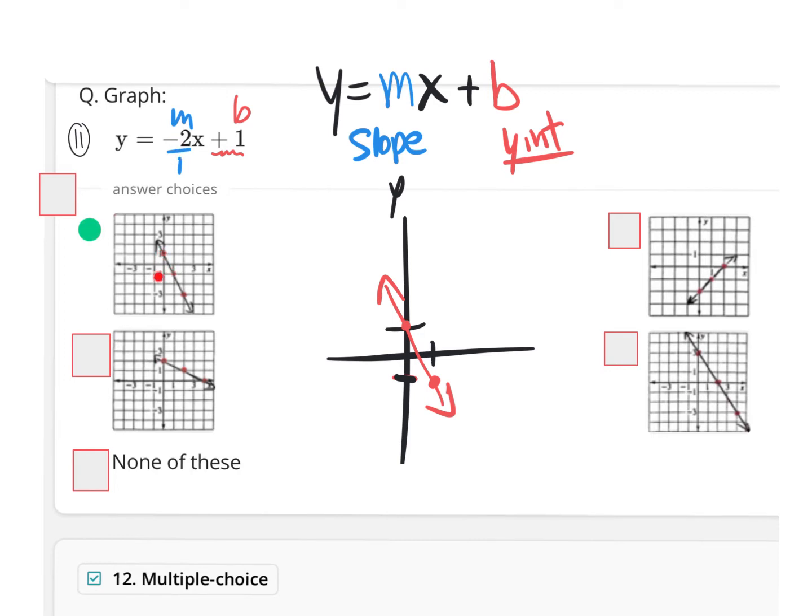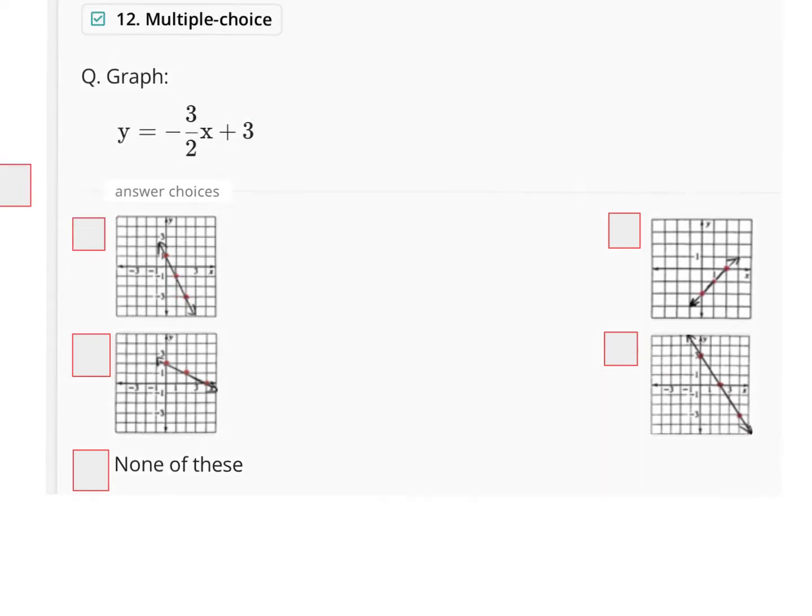That's your slope. Down 2 over 1 to get to that next red dot, and then down 2 over 1 to get to that next red dot. And yet another slope-intercept form equation. The slope is -3/2, and the b value, the y-intercept, is 3.